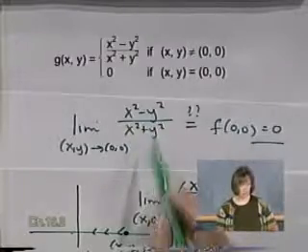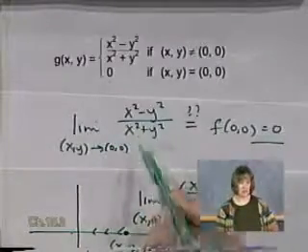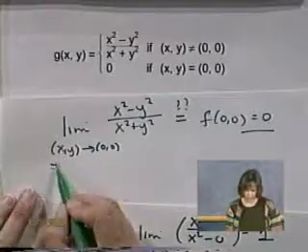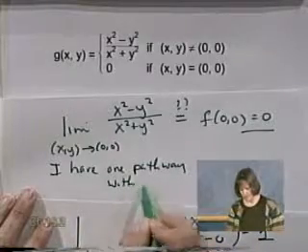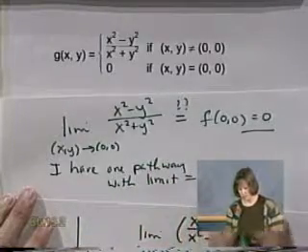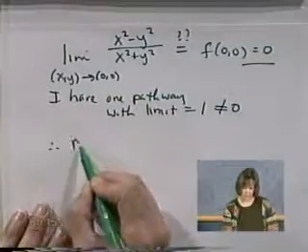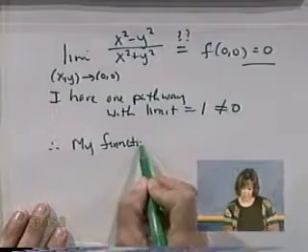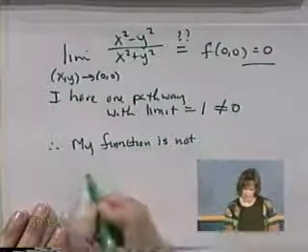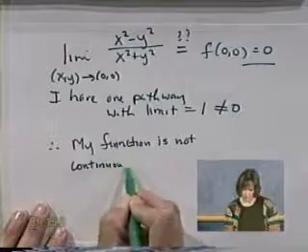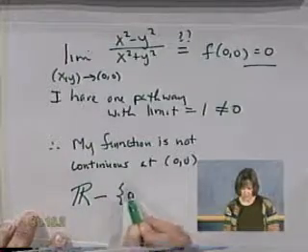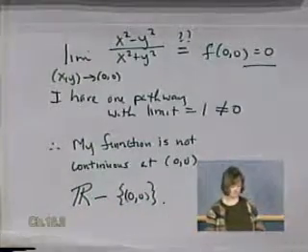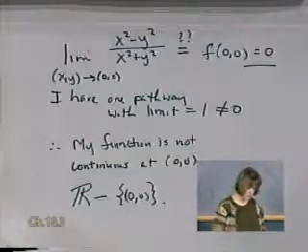Coming in one pathway, if the limit was 0, that meant every pathway gave me 0. I have one pathway with the limit equal to 1, which is not equal to 0. Therefore, my function is not continuous at (0, 0). So this function is continuous at all reals except the point (0, 0). Okay? So for piecewise, you have to worry about where you change the rules, does it match up?